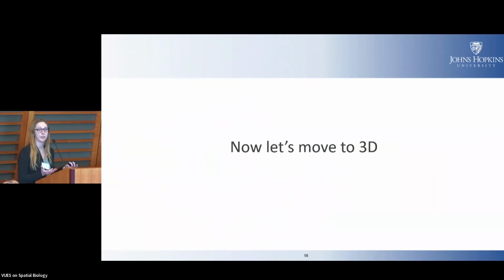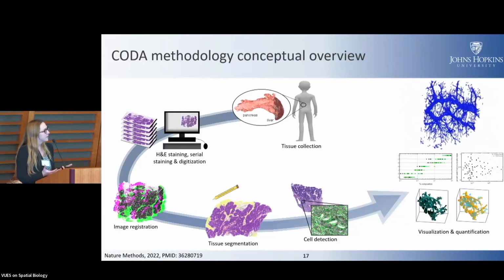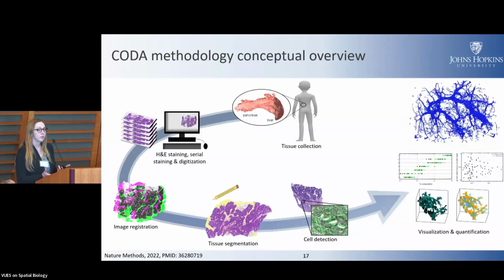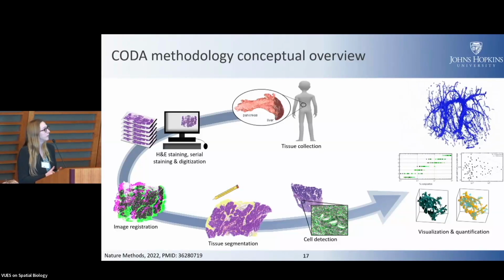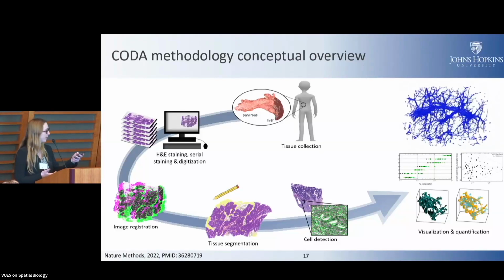Okay, but that was all 2D, and this is not a 2D meeting. So let's move on to some new methods. Again, the segmentation, I think it's a highly usable component of CODA, but it's not the only thing that we do. It was just one step along the way to quantifying the incidence and the connectivity of these pannins.